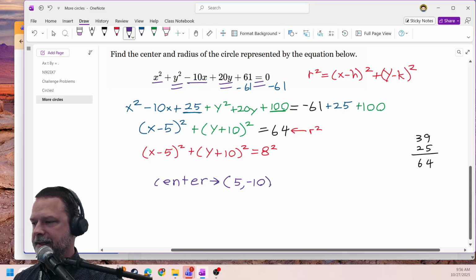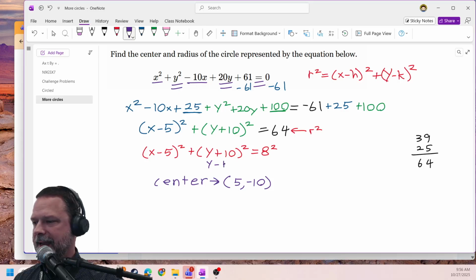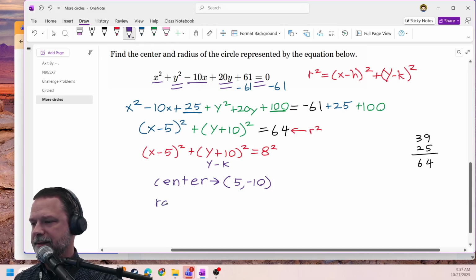Why is it negative 10? Because remember, it's y minus k. y plus 10 is the same as y minus negative 10. So my k is negative 10. An easy thing to remember is just the opposite of what's here. That's going to be my center, because it's minus h, minus k. Minus is the opposite. So our center is 5 comma negative 10, and our radius is 8.